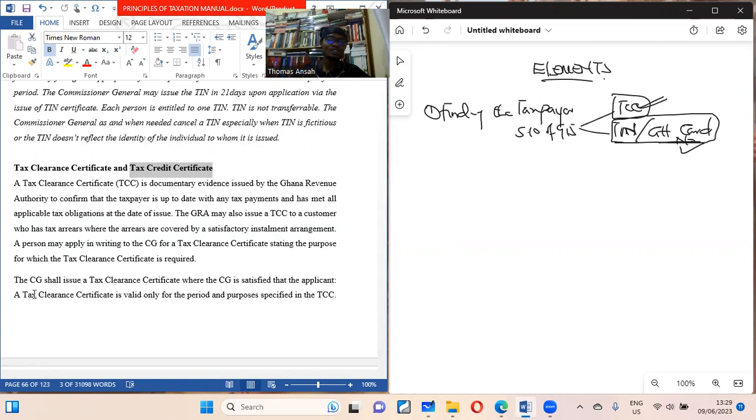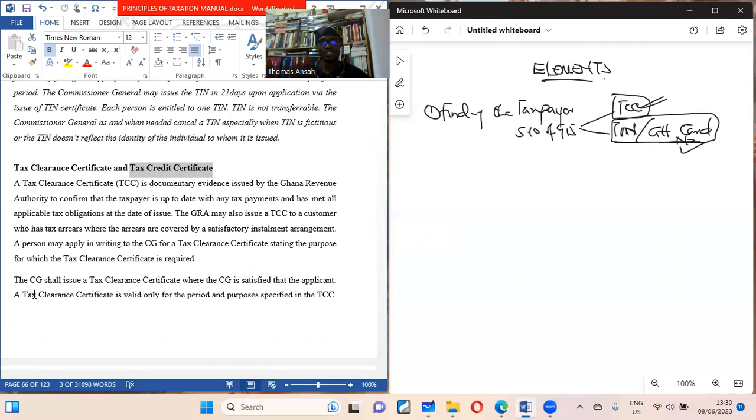Then we have the tax credit certificate. The credit certificate is a certificate that you receive when you pay your tax. So it's a certificate of credit to credit your account. So when your office pays your tax, GRA is supposed to give you a tax credit certificate. Unfortunately, I have filed my taxes, but when I filed, it shows on my platform that I'm owing GRA. The reason is that all the payments my company made on my behalf, GRA has not inputted in their system. And these are tax administration issues.